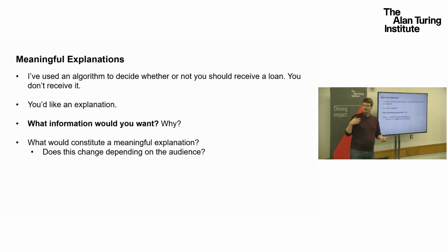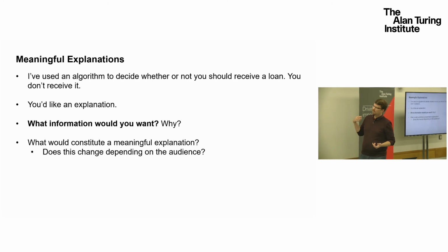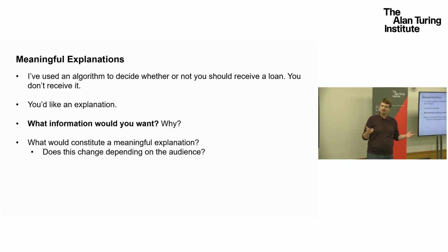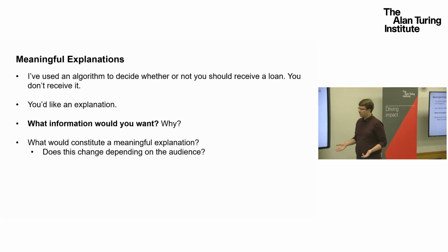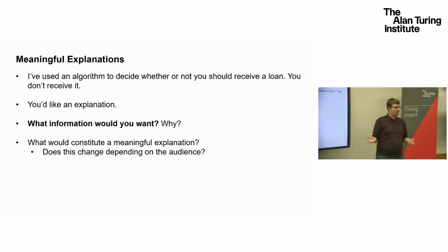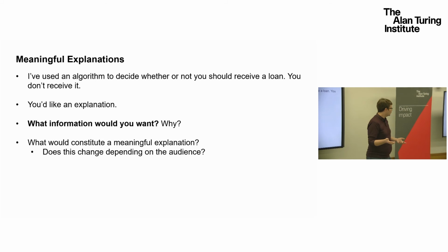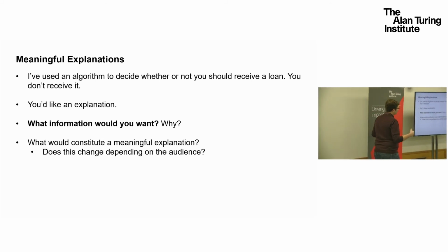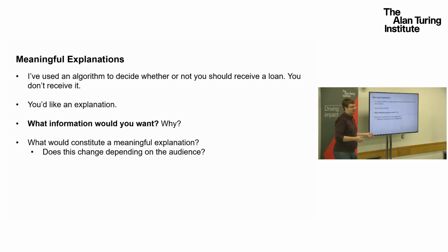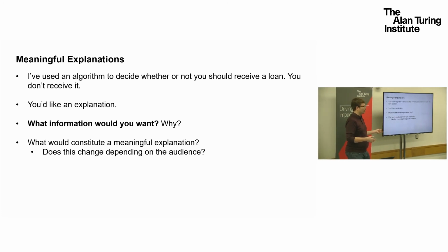So let's say that I've used an algorithmic system to decide whether or not you should receive a loan. And unfortunately, you were denied that loan. And you'd like an explanation of it. What information would you actually want? What information would actually be useful to you? So in other words, what would constitute a meaningful explanation? And is that going to actually change depending on who you're talking to?